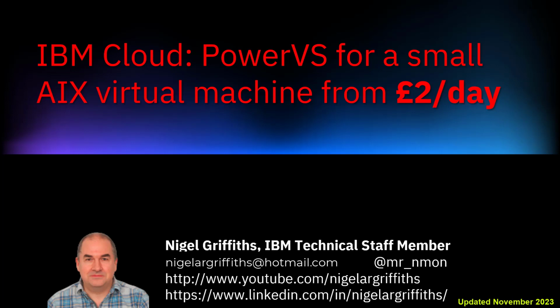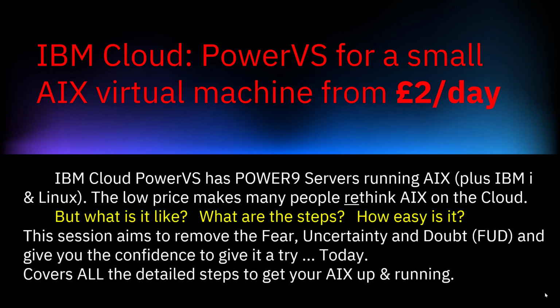This video is about the IBM Cloud PowerVS service, which gives you access to a small AIX virtual machine for just £2 a day. We're going to have that AIX running on a POWER9 server in the IBM Cloud. We can also have IBM i and Linux on the same server if we want, but that's not the point of this video. And this very low price made me think again about AIX on the cloud.